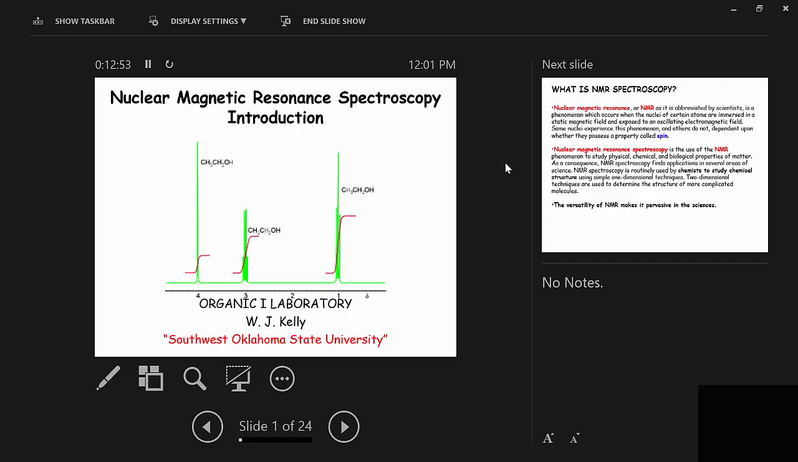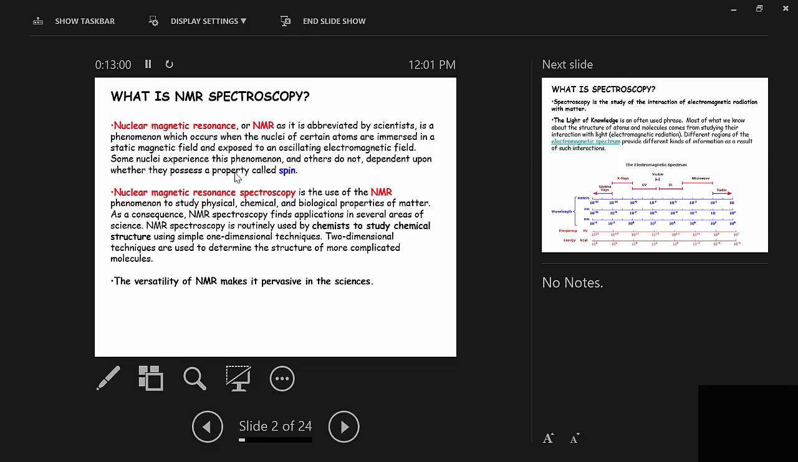That chemical shift gives us some important information here in NMR, and that's one of the main things we'll look at in NMR spectroscopy. So NMR, as it is abbreviated by scientists, is a phenomenon which occurs when the nuclei of certain atoms are immersed in a static magnetic field and exposed to an oscillating electromagnetic field. So you put it in a giant magnet, and then you hit it with radio waves.